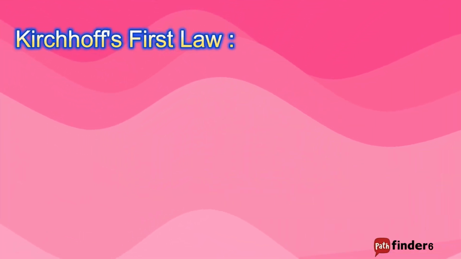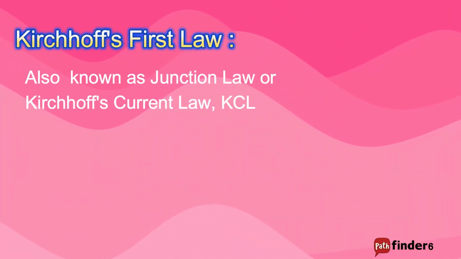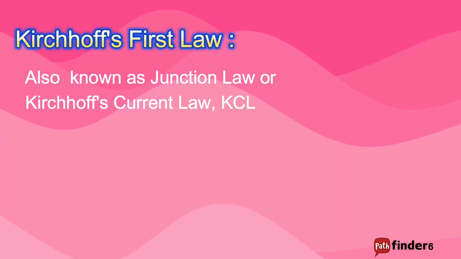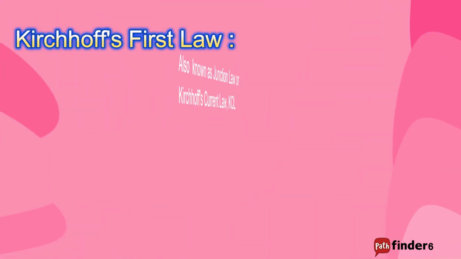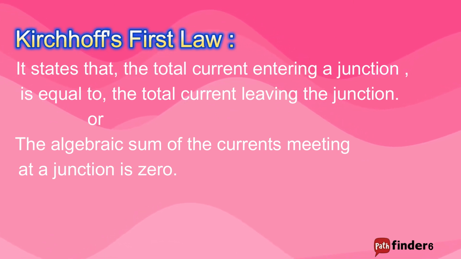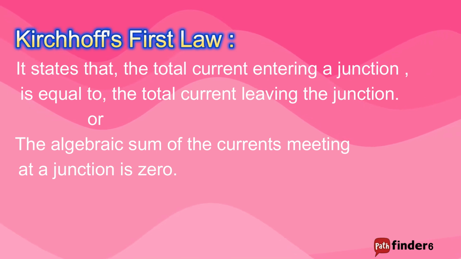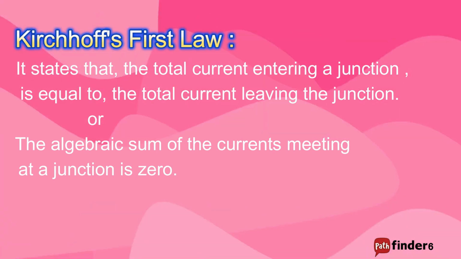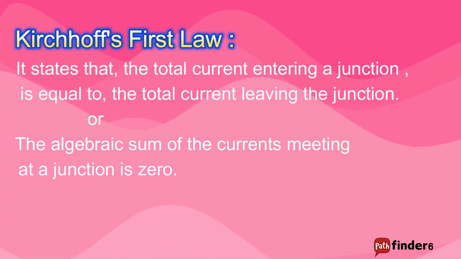Kirchhoff's first law, also known as Junction law or Kirchhoff's current law, KCL. It states that the total current entering a junction is equal to the total current leaving the junction, or the algebraic sum of the currents meeting at a junction is zero. Let's try to understand the meaning of this statement.